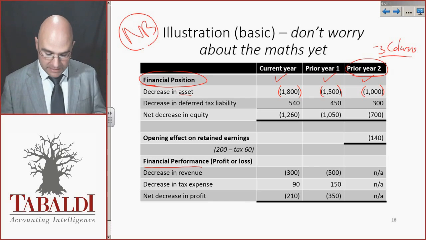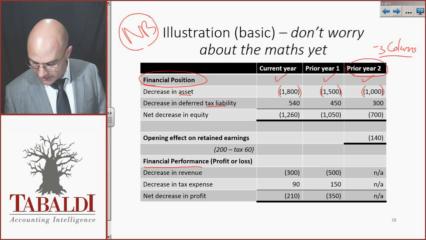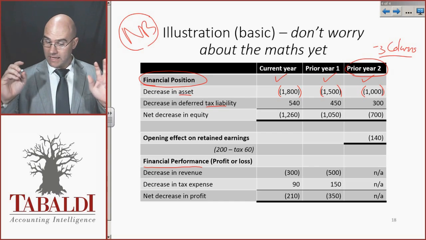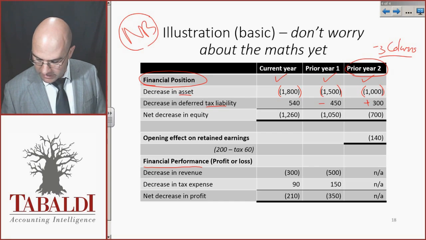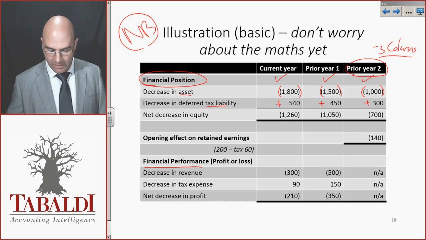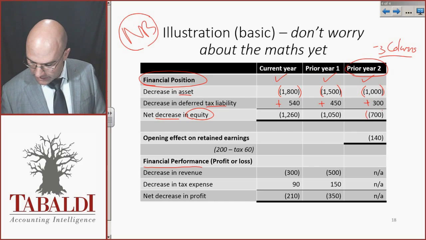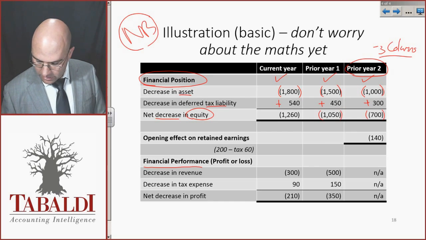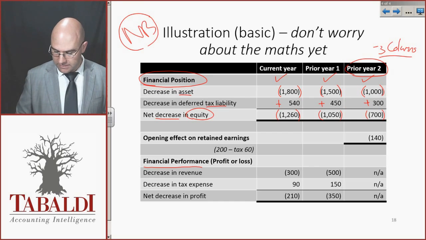I must also show the tax effect here, right? So let's pretend it also decreased the deferred tax liability. That will have a net increase in the overall net asset position. So the decrease in liability of 300, 450, and 540. The overall decrease in equity is then shown 700, 1050, 1260. Okay, that's all based on the closing balances.